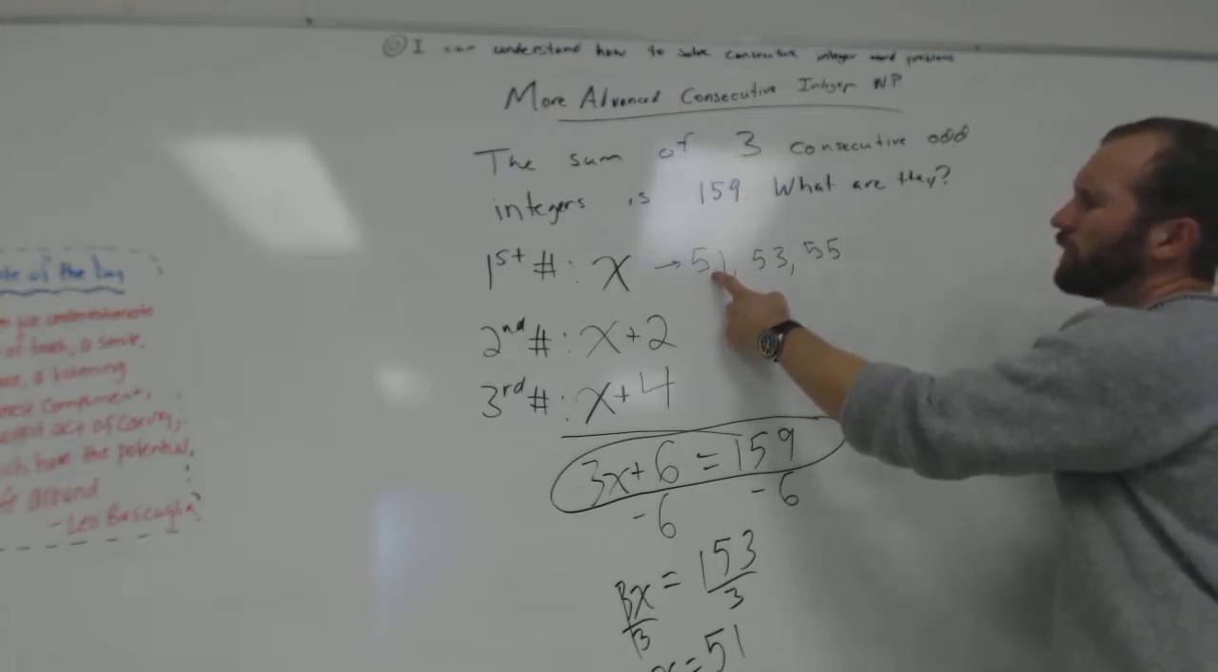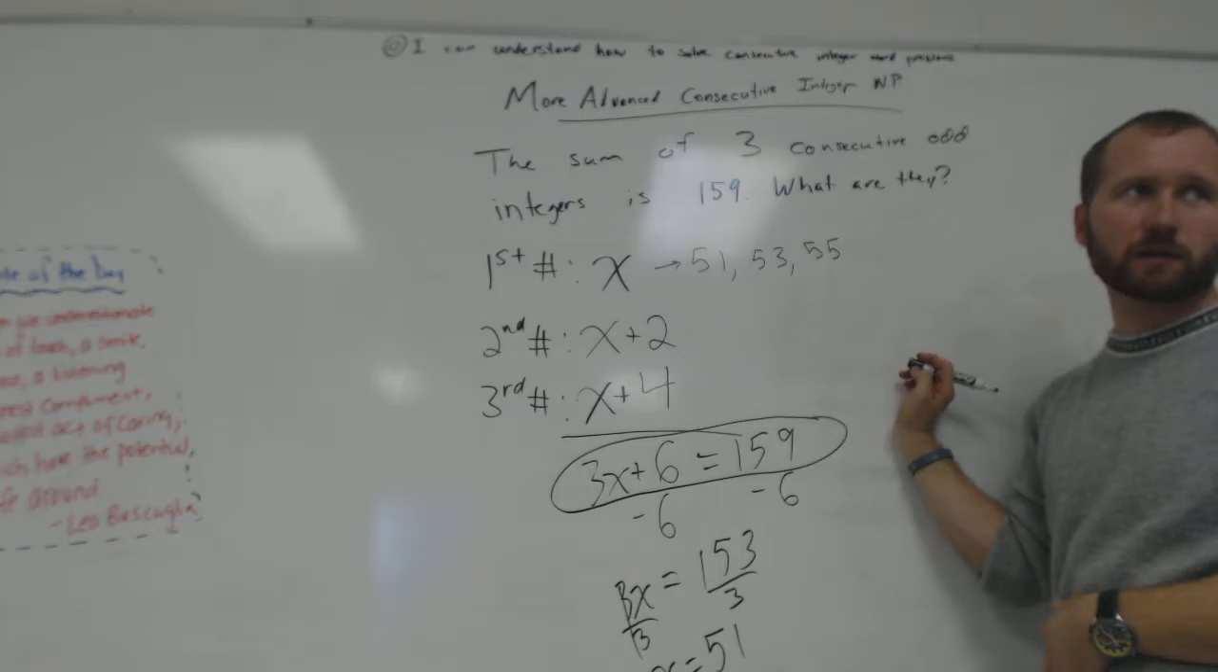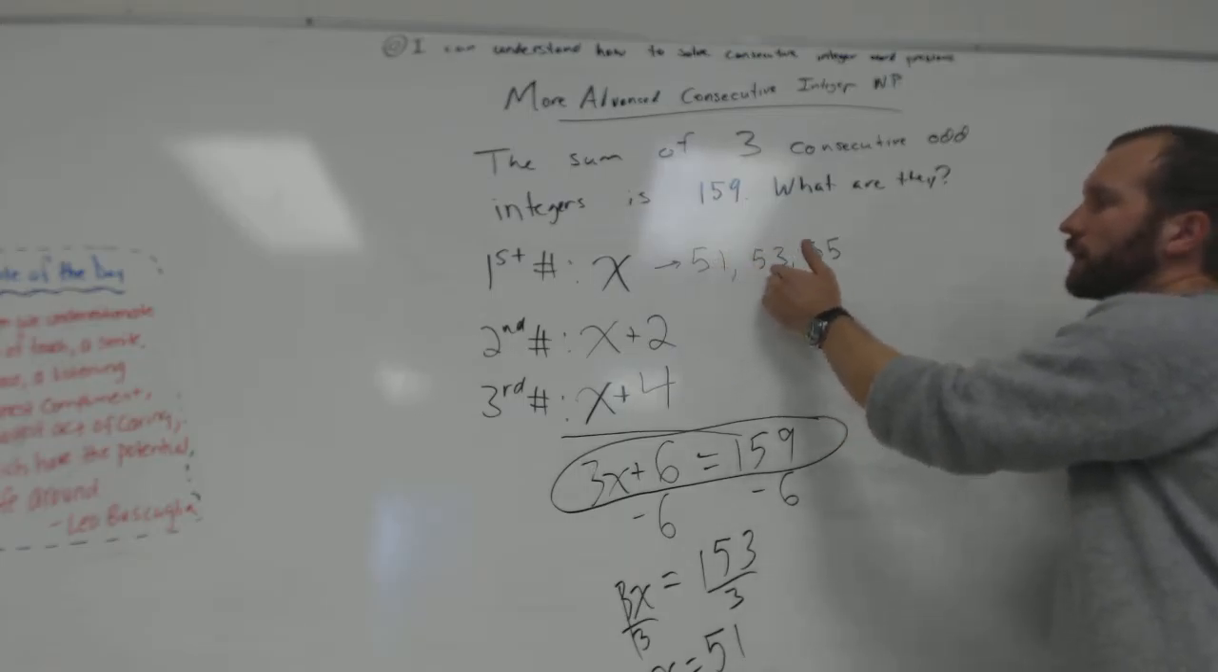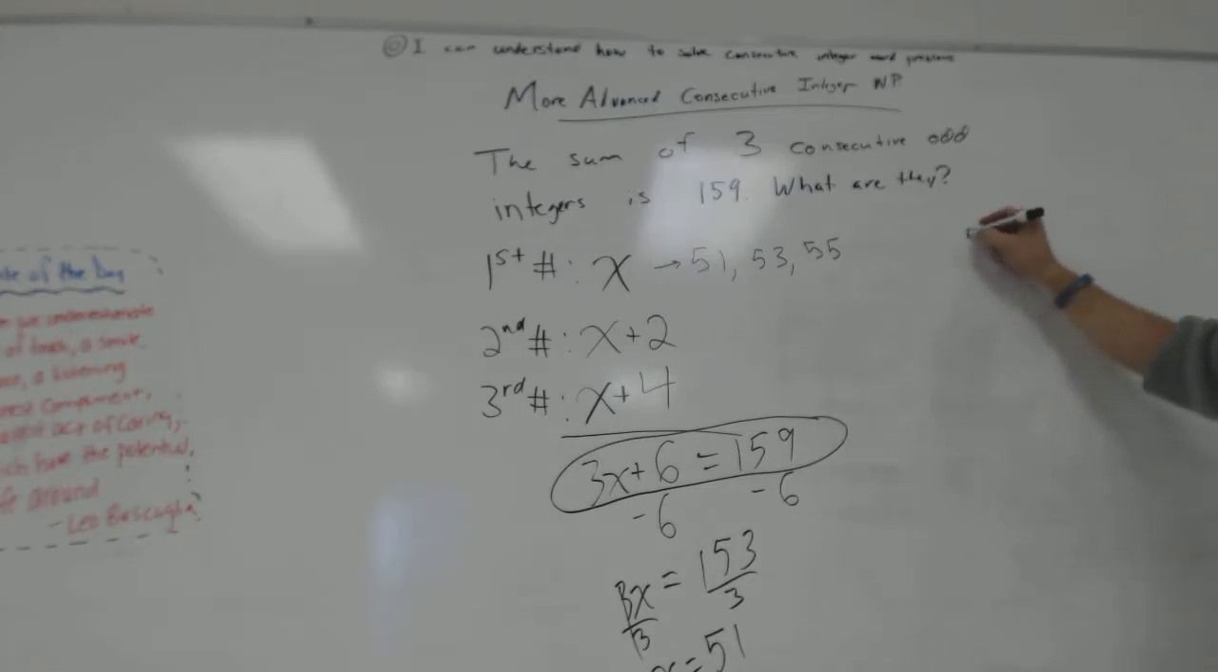Okay, so 51, 53, 55. Do those sound like consecutive odd integers? Yeah, they're in a row, right? We didn't skip over any. And now let's add them up.